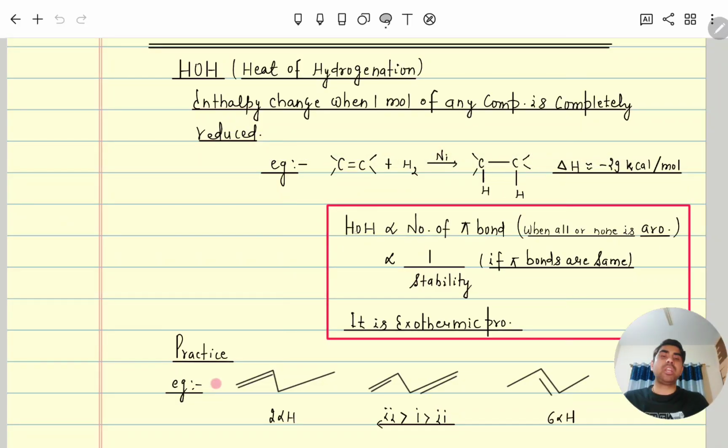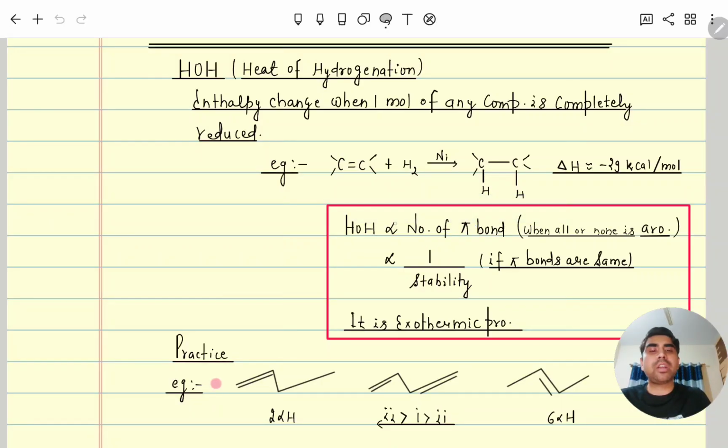So here what will be? Heat of hydrogenation is directly proportional to the number of pi bonds. The more the number of pi bonds, the more the heat of hydrogenation. But this is valid only when all the given compounds are either aromatic or none is aromatic. If some are aromatic and some are non-aromatic, then we will not apply this number of pi bonds concept.